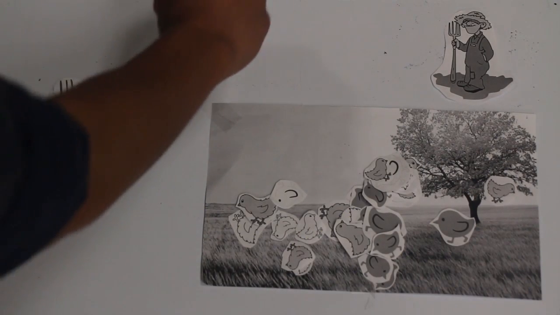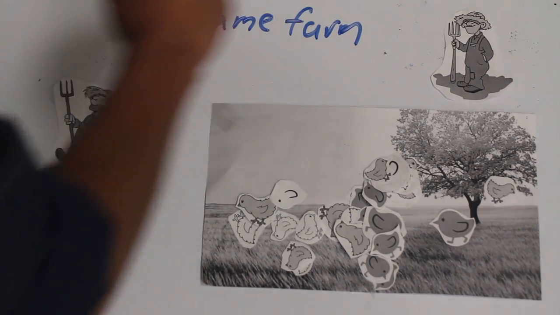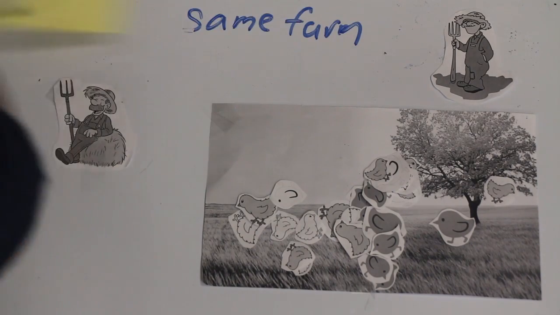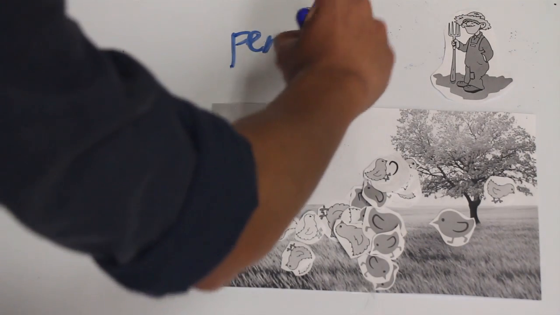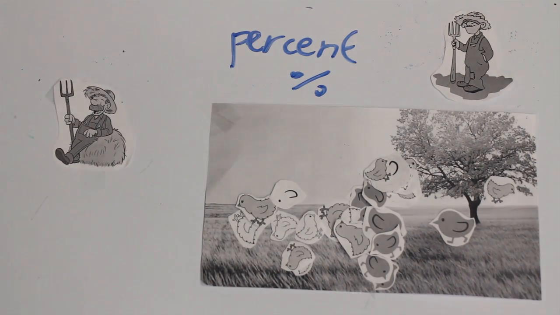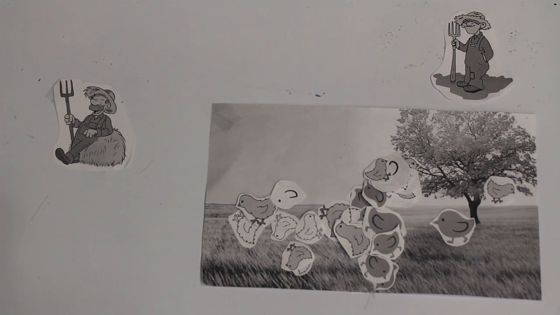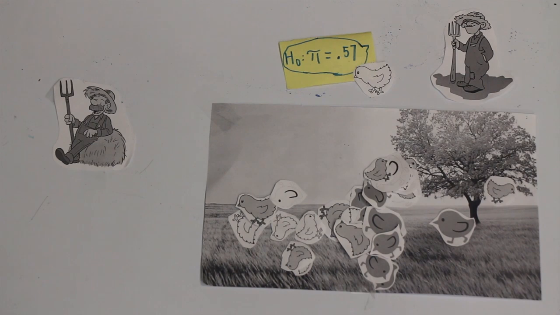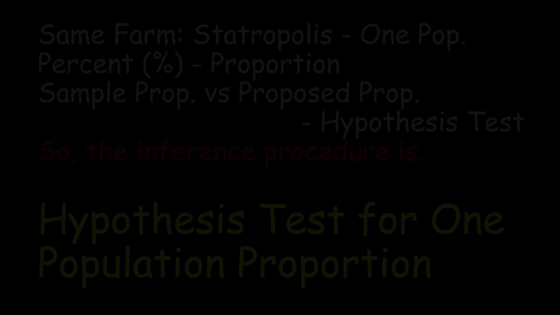First, in this case, Richard and Sam refer to the same farm, Strapolis, so it is one population. Then notice the word percent, meaning that proportions are involved, so we use proportion. Then it is a hypothesis test because Sam picks a sample to find out the proportion of white chickens compared to the proposed proportion of white chickens, checking if he should reject the null hypothesis.